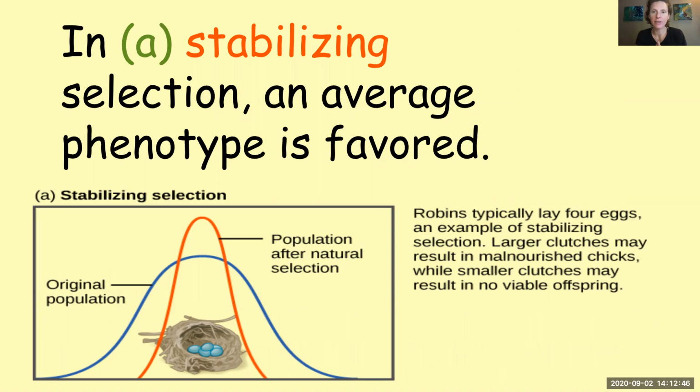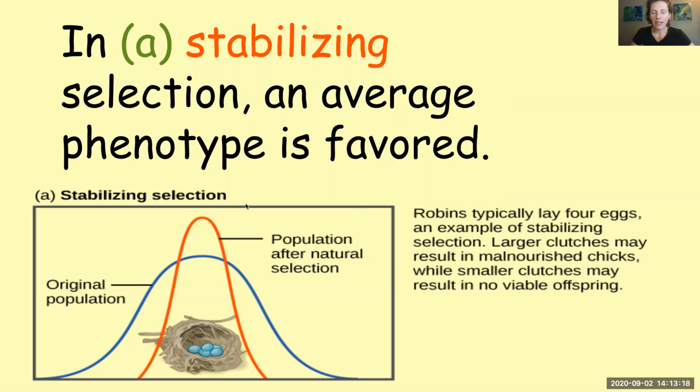Now we're going to talk about different types of selection. For different types of selection, you can have a type of selection in the environment, meaning a selective force, that results in the physical expression of a trait keeping about the same frequency of expression over time. That's called stabilizing selection. In this example, an average phenotype is favored, so an average physical expression of a trait.